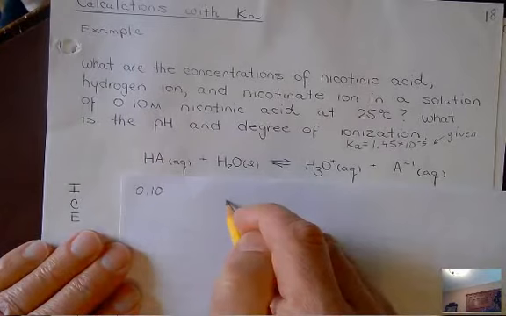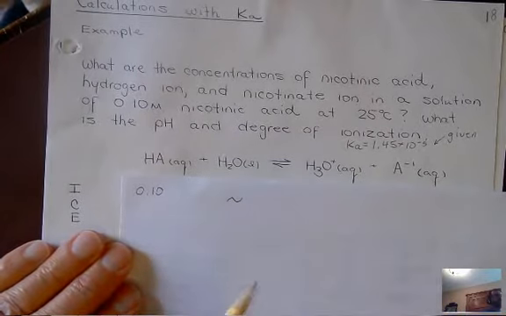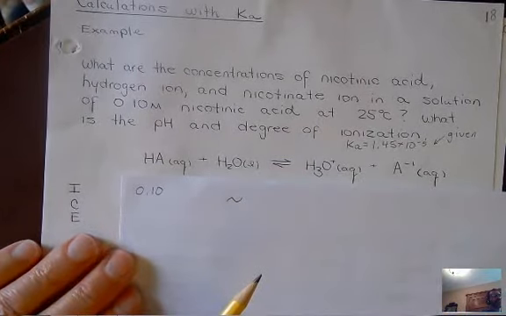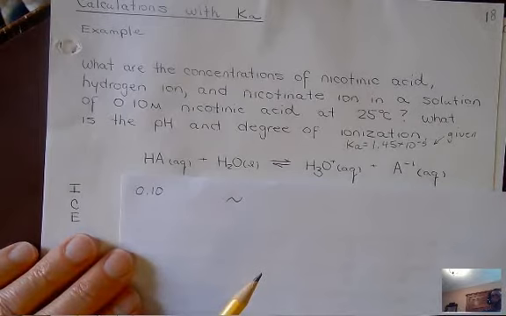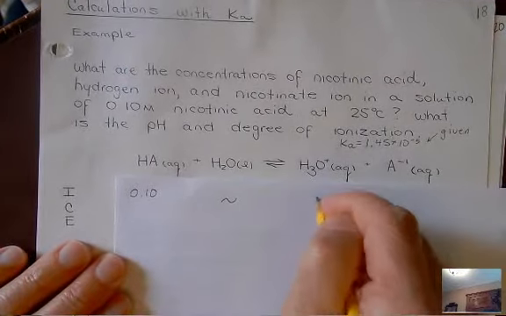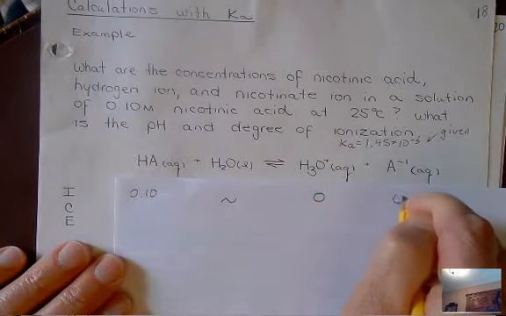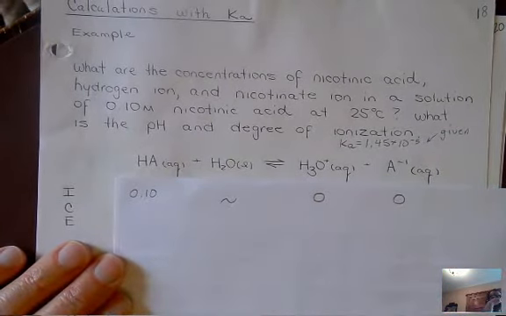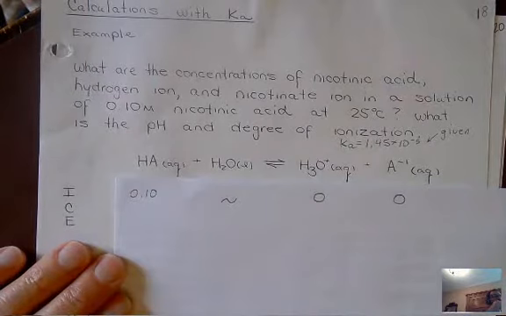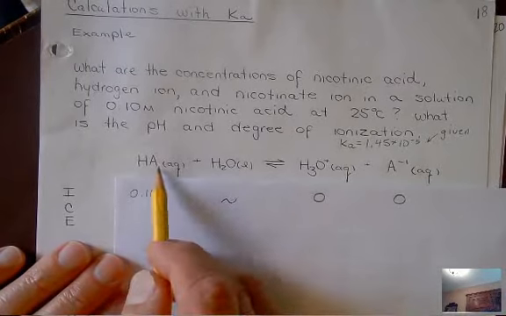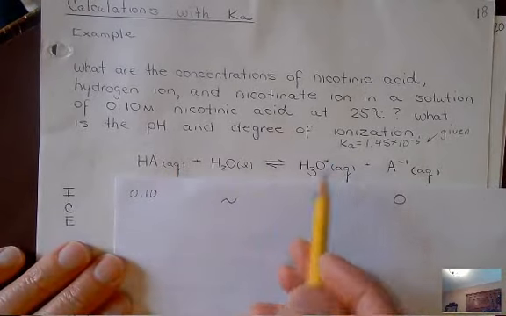How much water do I have? So much, who cares, right? It's 55 molar. It's not going to come up in the calculation. You can leave it out or you can put an approximate sign like I just did. Doesn't matter. How much H3O plus do I have? Essentially 0 because the reaction didn't start yet. How much A minus do I have, the counter ion? 0. Nothing happened yet. Once this stuff hits the water, it starts to react. Some of it goes over to the right.